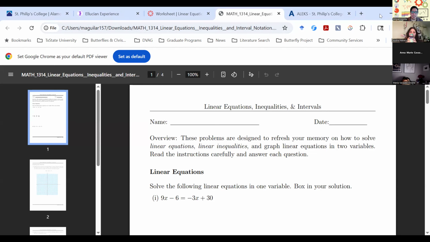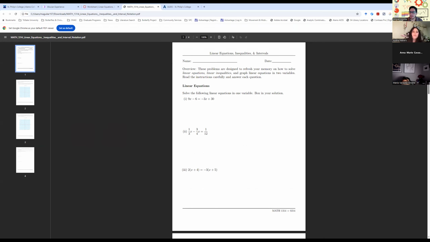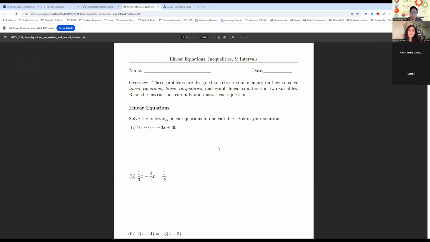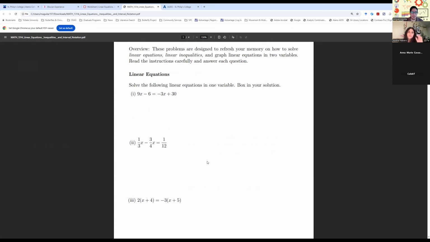Here we go. Let me drag this over here. Can you guys see this screen? Yes, sir. Okay. All right, and I'll blow this up a bit. So the first set of problems here just says linear equations, okay? And this is designed to give you a crash course on solving linear equations. So I'm going to start off by first writing down the problem. The first one says 9x minus 6 equals negative 3x plus 30, okay?